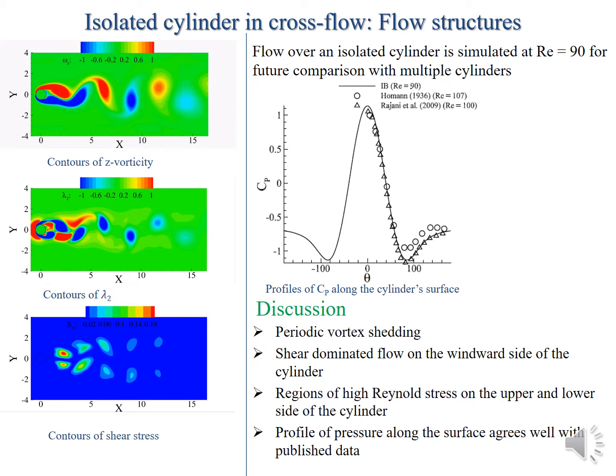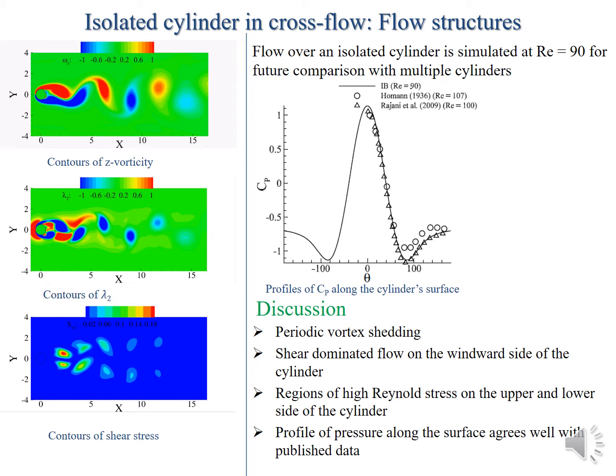The lambda 2 depicts which part of the flow is in rotation and which part is in shear flow. And this one shows the Reynolds shear stresses. They predict the shear stresses in the flow. And we can see both the upper and the lower side of the structure have zero interaction in shear stress, which is something that we are going to discuss later.